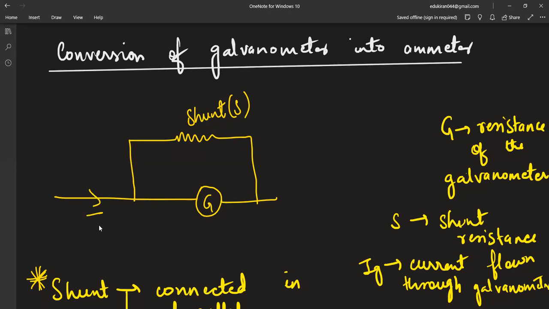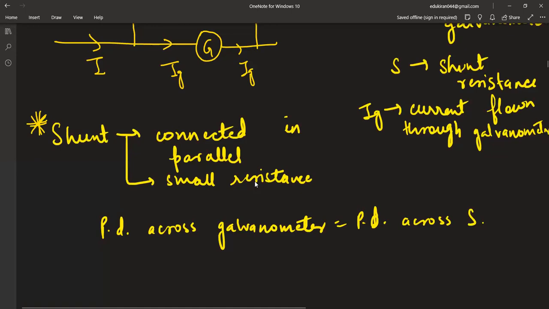So if the total current I is coming, suppose Ig is the amount of current that flows through the galvanometer. G is the resistance of galvanometer. So Ig is flowing through it. If Ig has gone, we are left with I minus Ig. So I minus Ig is passing through the shunt. G is the resistance of galvanometer. S is the shunt resistance. Ig is the current flowing through galvanometer.